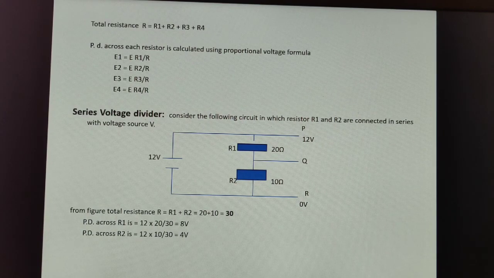So from figure, total resistance R equal to R1 plus R2 equal to 10 plus 20 equal to 30. Therefore, potential drop across resistor R1 is 12 into 20 divided by 30 equal to 8 volt. Then potential drop across resistor R2 is equal to 12 into 10 divided by 30 equal to 4 volt.